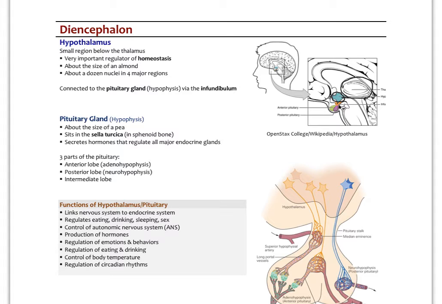There are about a dozen nuclei here in about 4 major regions, and importantly, the hypothalamus is connected via a little stalk called the infundibulum to a gland, the pituitary gland. And the pituitary is actually sitting in the bone here of the sphenoid bone, in a little indentation called the sella turcica, the Turk's saddle. It looks like one of those old Turkish saddles.